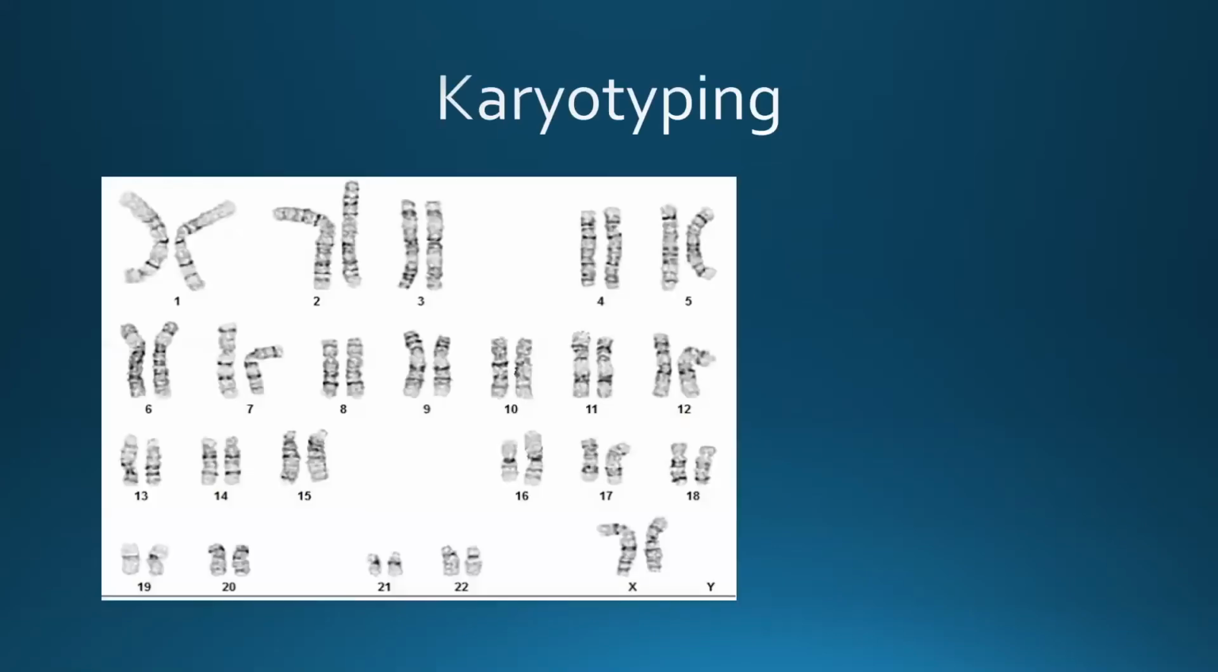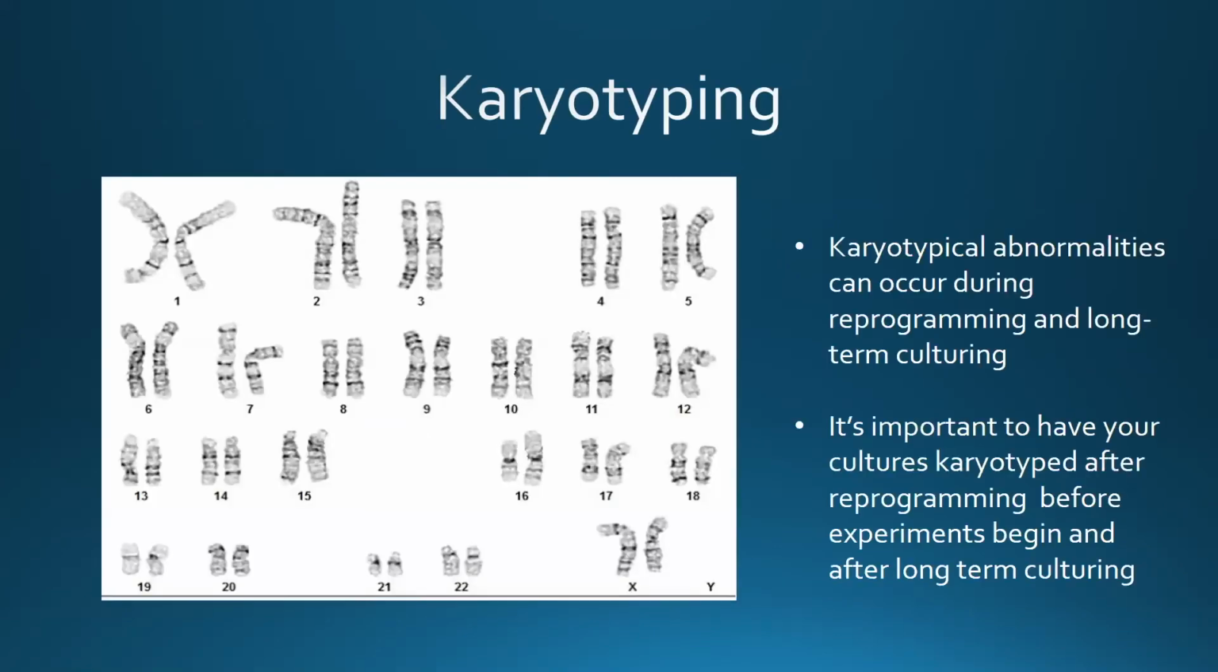We also offer karyotyping. This is actually a very important part. Karyotypical abnormalities can occur during reprogramming and also during long-term culturing. It's important to have your cultures karyotyped after reprogramming, before experiments actually begin, and again after long-term culturing.